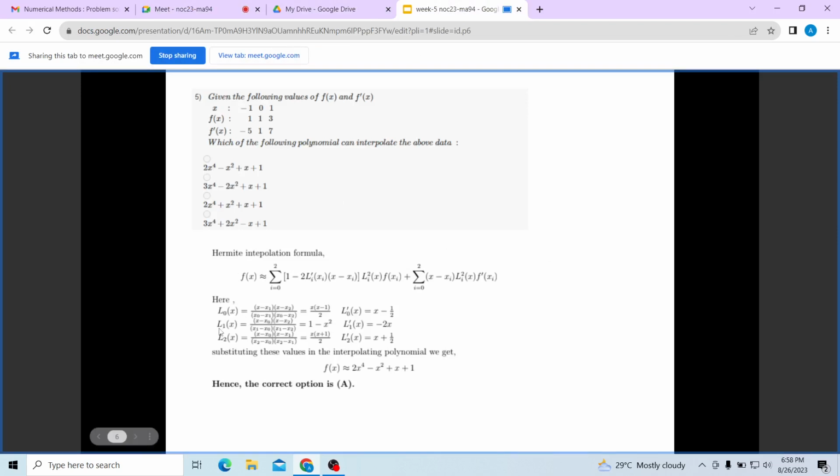So once you have got all the values L naught x, L1 x, L2 x and L naught dash, L1 dash and L2 dash, substitute these values in this Hermite interpolation formula and simplify it. So you will get f of x approximately equal to 2x to the power 4 minus x square plus x plus 1. Okay. So option A is correct. Check, are you getting option A, everyone? Do you have any doubt in the Hermite interpolation formula?